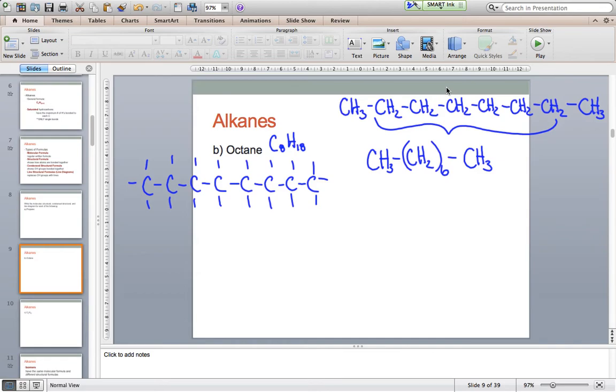Finally, what does our line structural diagram look like? Well, I'm going to have 7 line segments, 2, 3, 4, 5, 6, 7, and that represents 8 carbons: 1, 2, 3, 4, 5, 6, 7, and 8. Okay, again, don't draw what's in green. So just the zigzag line is what the line structural diagram looks like.